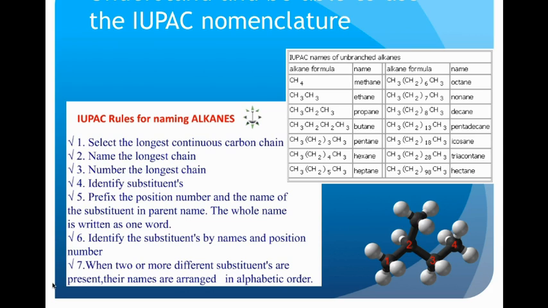There are some simple rules for naming compounds. They become more complex as the compounds become more complex. The first thing we need to do is to find the longest carbon chain. If you notice in the IUPAC names of unbranched alkanes at the right, they name them based upon the number of carbons. 1 methane, 2 ethane, 3 propane, and the like.